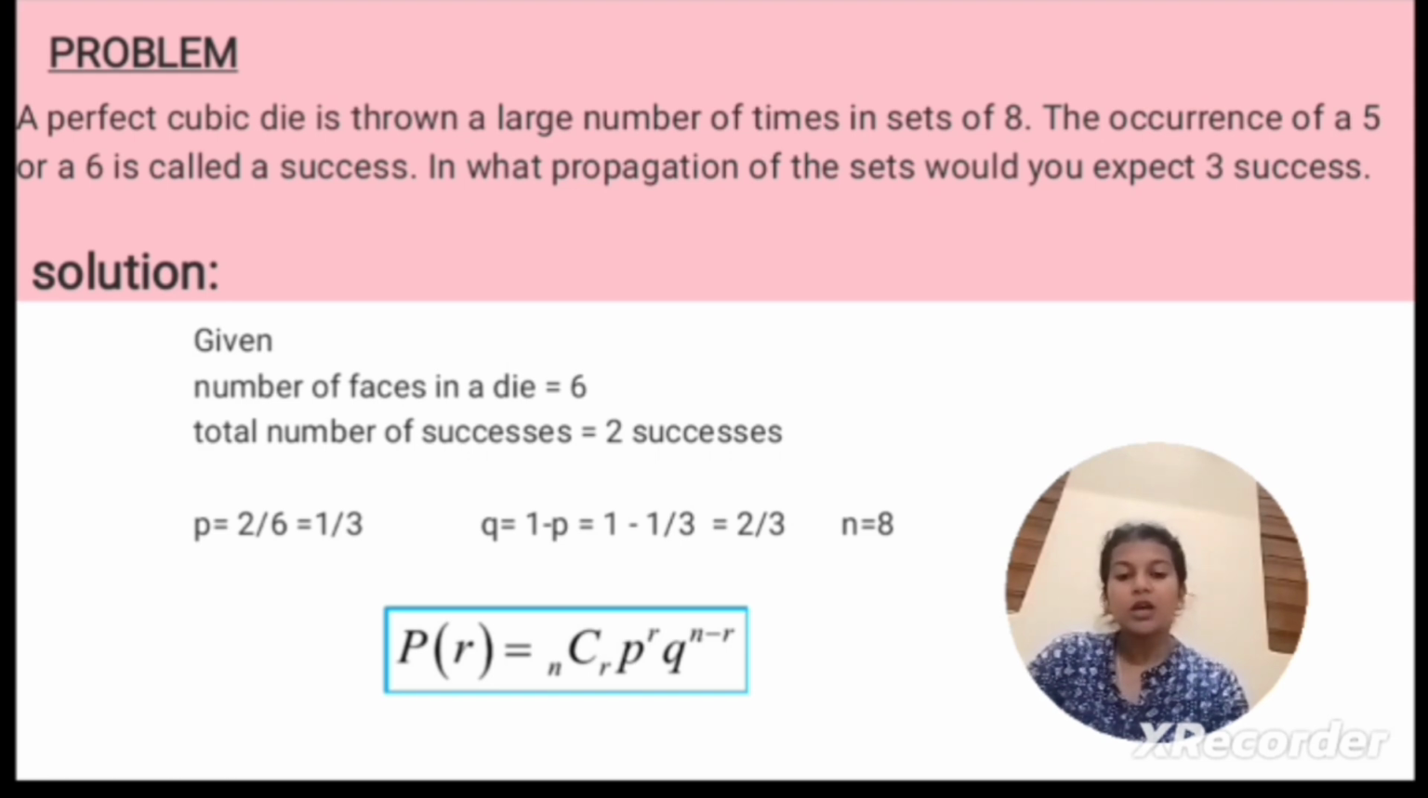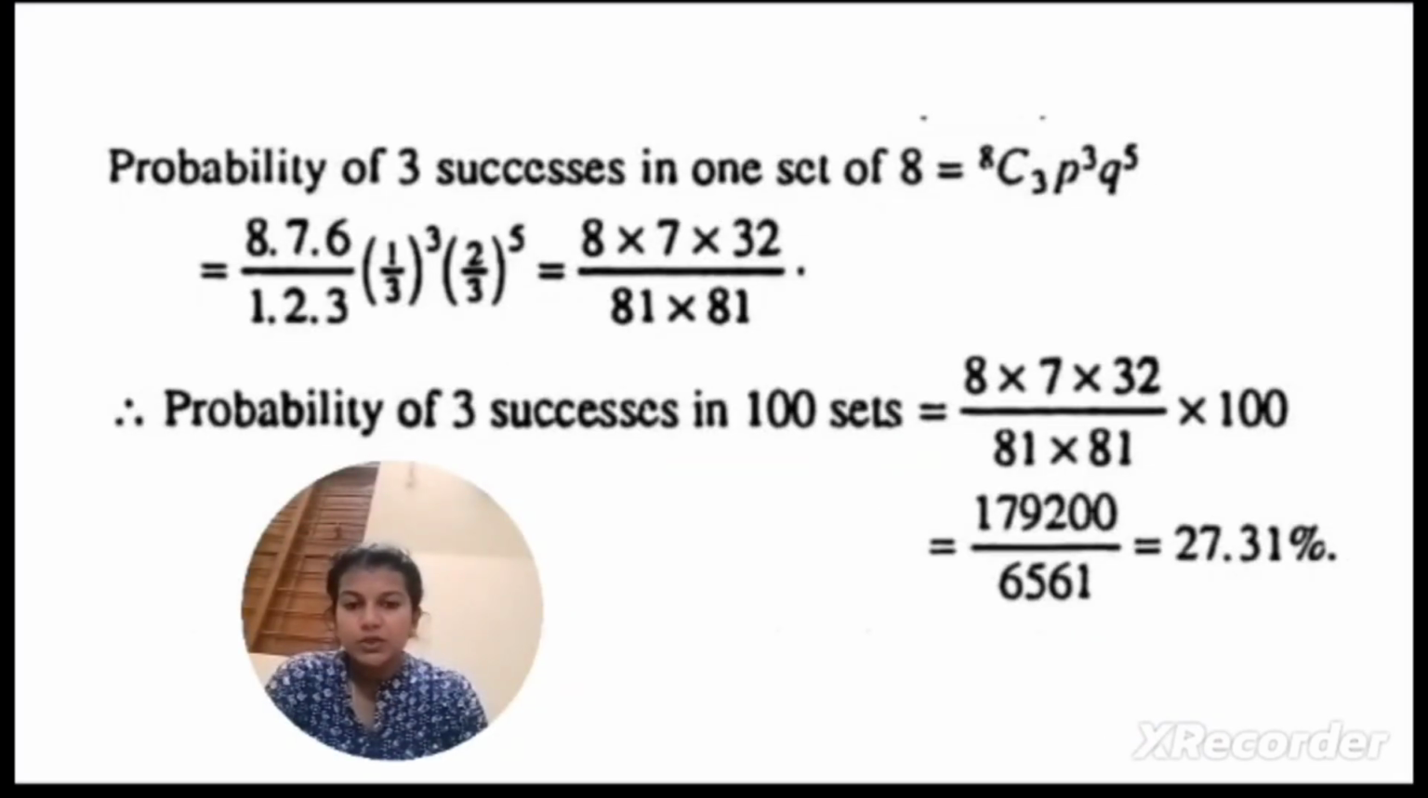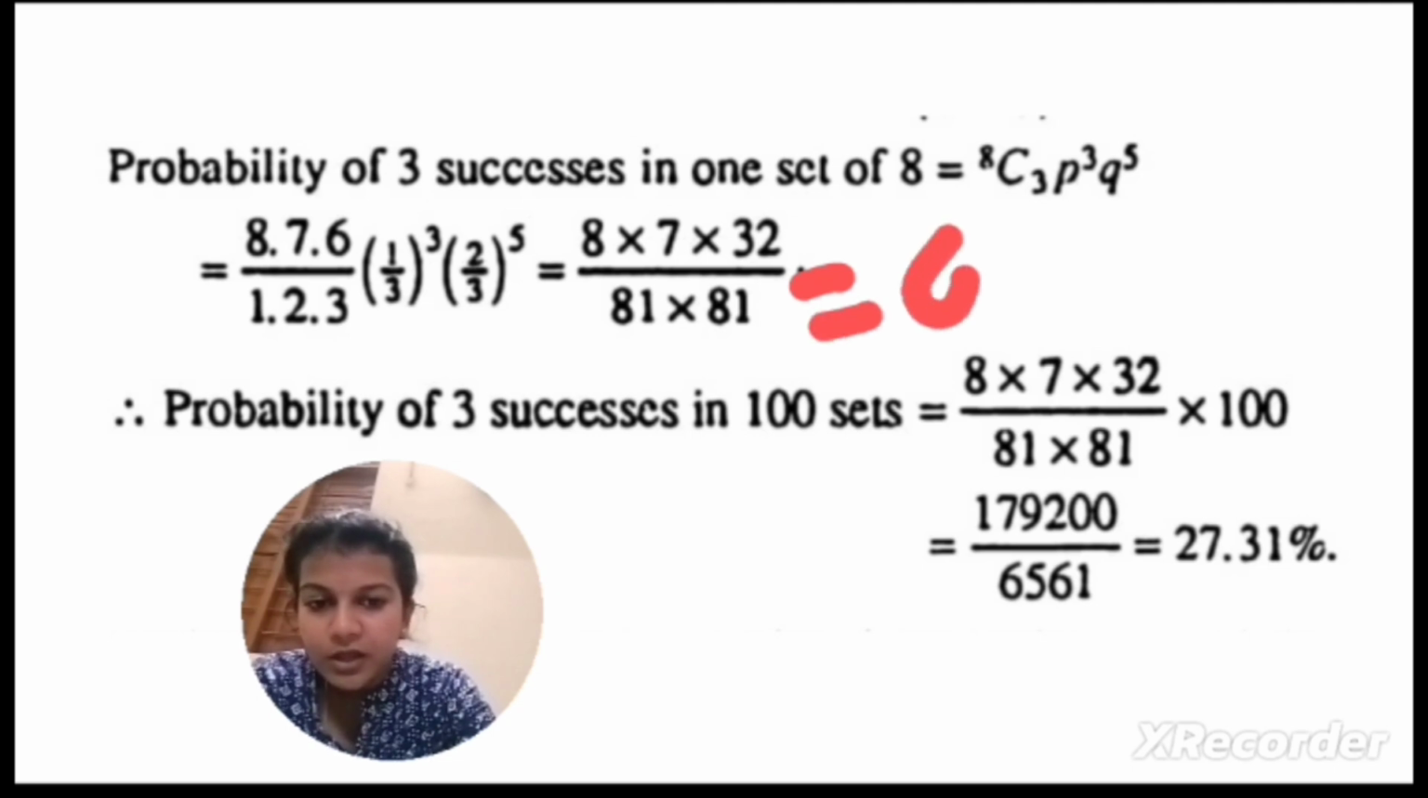And n is the total number of trials, which is 8. We substitute these three values in that equation, P(r) = nCr p^r q^(n-r). Substituting these values, we get 8 into 7 into 32 divided by 81 into 81. After simplifying that equation, we get 0.273.